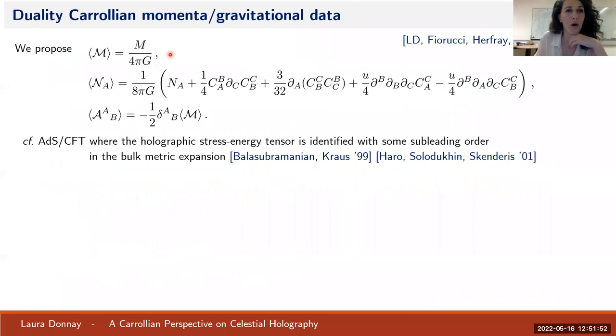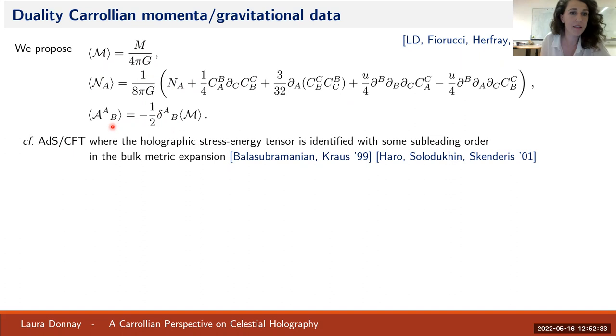if we wanted to make the map with the gravity solution space, is to identify what were these momenta of this Carrollian field theory, how they were related to the gravitational solution space, namely to this mass aspect, angular momentum aspect, the shear, and so on and so forth. And this is the identification we propose, which is very much reminiscent to, you know, basically these momenta are the flat analog of the objects that build up the holographic stress energy tensor in AdS/CFT.